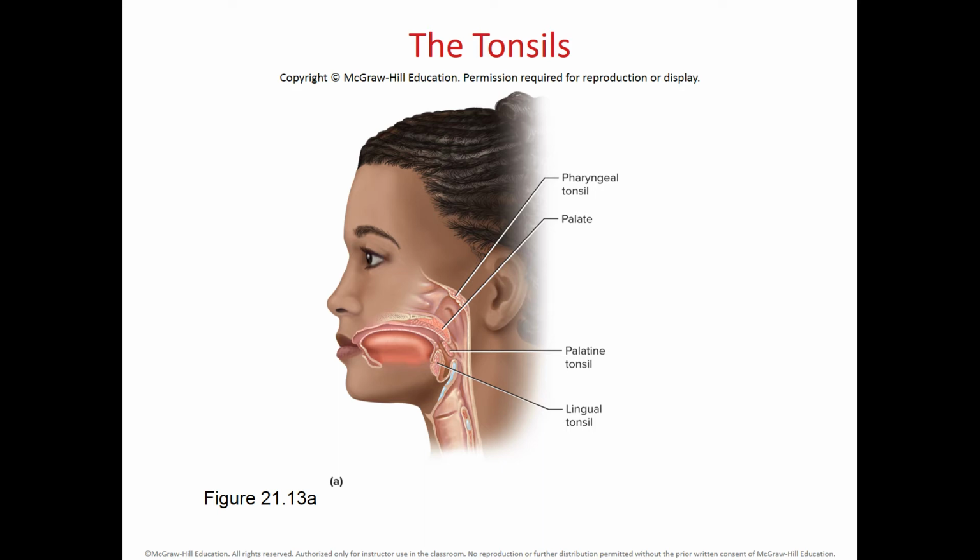So what can help us to prevent infections from inhaled microorganisms will be these ones, the pharyngeal tonsils. So this is the nasopharynx. What can help us to prevent infections coming from the oral cavity will be the lingual tonsil here at the base of the tongue, and also these palatine tonsils.